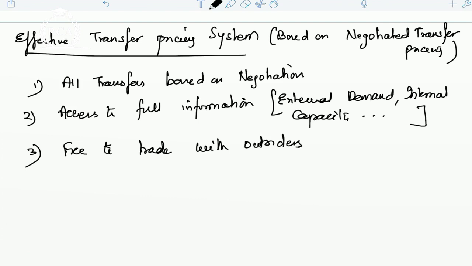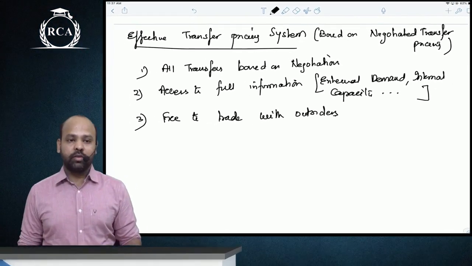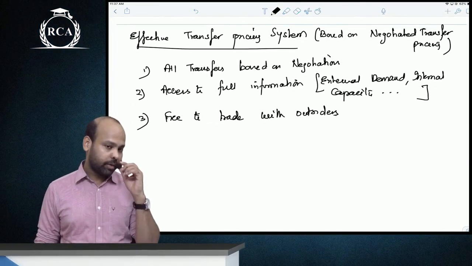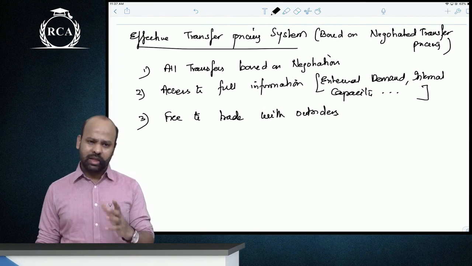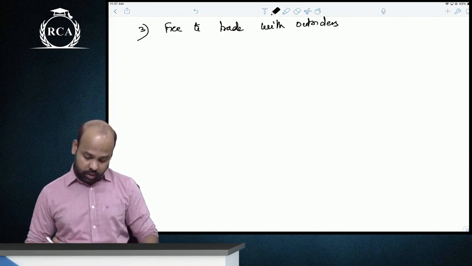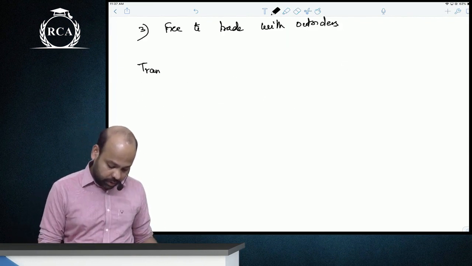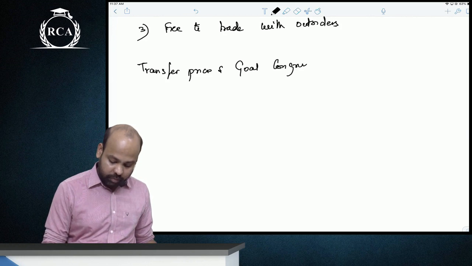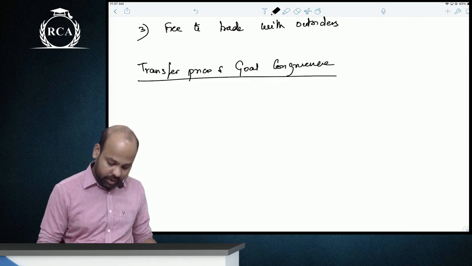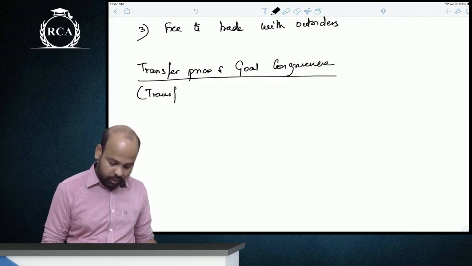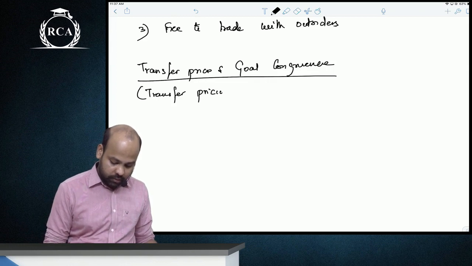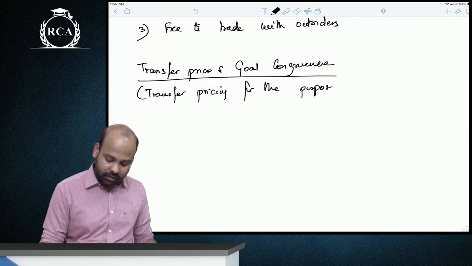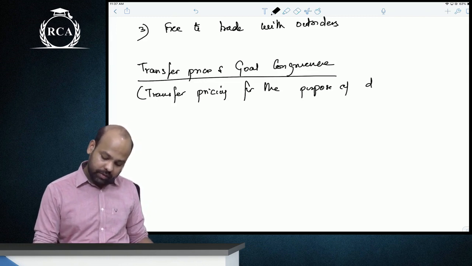Yes, beta. I hope you're all done with this. Now, guys, we'll discuss one more concept, beta. Write it in the concept book and then start solving questions, guys. After this, guys, it's majority questions only. Transfer price and goal congruence, or you can say, beta, transfer pricing for the purpose of decision making. Forget transfer pricing, guys, for the purpose of decision making.